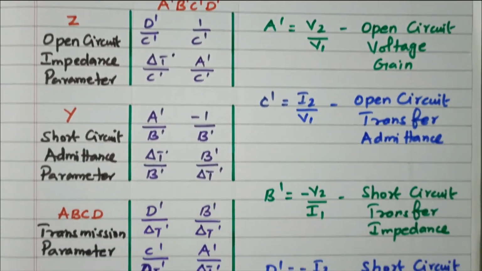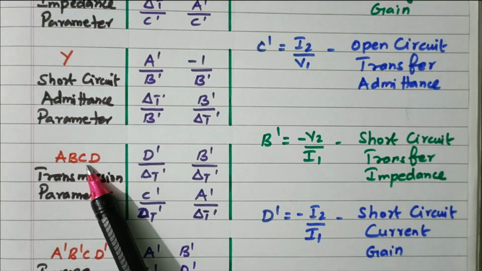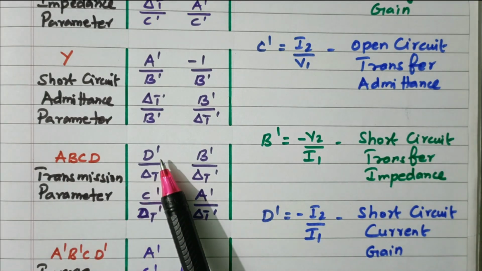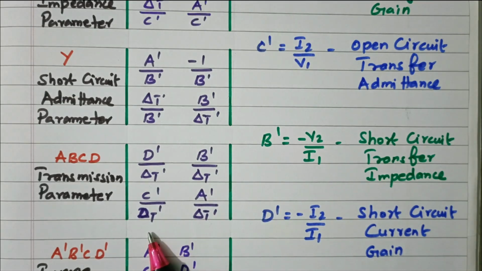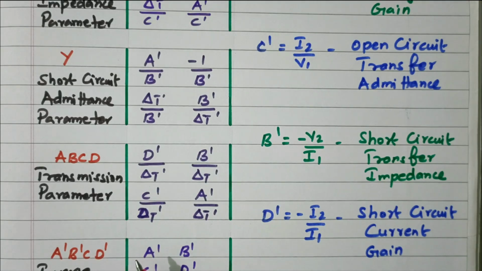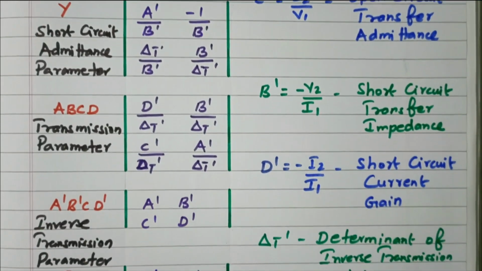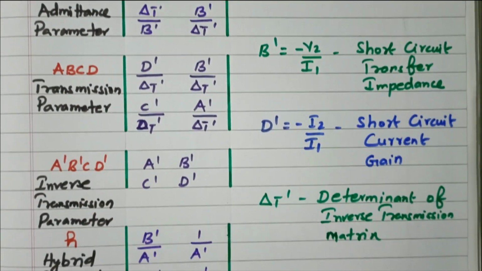Then we'll see the transmission parameters A, B, C, D in terms of the inverse transmission parameters. D dash divided by delta T dash, B dash divided by delta T dash, C dash divided by delta T dash, A dash divided by delta T dash. So the denominator is the same term, delta T dash, and the numerator is changing. Then this is the normal ABCD in terms of the inverse transmission parameters A dash, B dash, C dash, D dash.